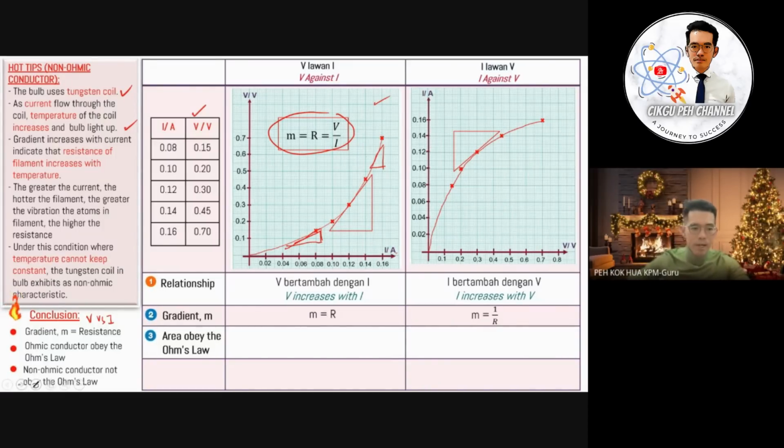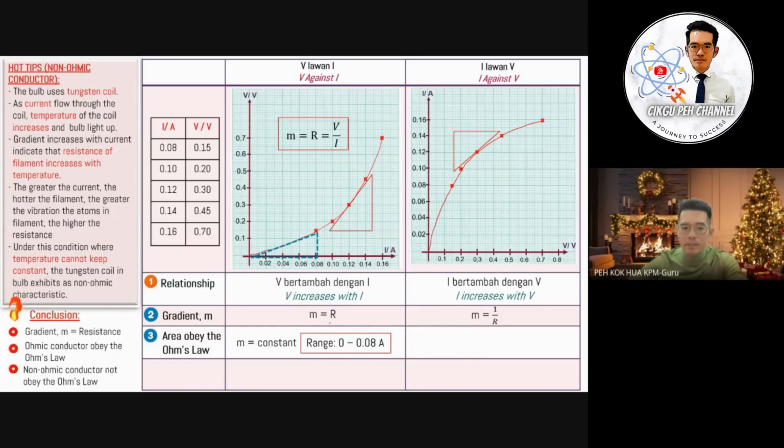Okay, so here, where is the part showing constant? At the graph here. So m equal to constant means that when the gradient is constant, they obey Ohm's law. You can see from here, although the graph is drawn in curve form, at the beginning of the graph it is almost a straight line. So from this graph, you can see the range where the ohmic characteristic is, at 0 to 0.08. For the graph I against V, you can see here also that both graphs show the same area where Ohm's law is obeyed. It is just at the bottom for V against I, and at the top here for I against V. So you can see both ranges are actually the same.